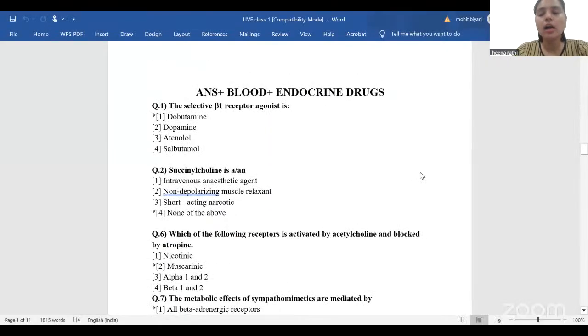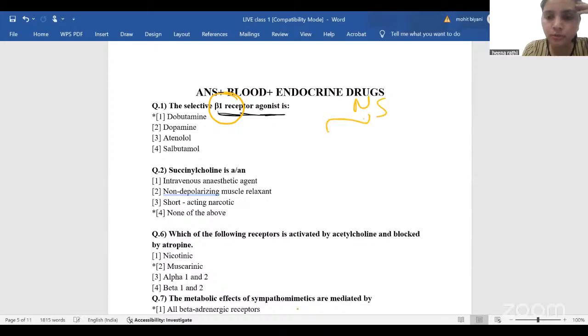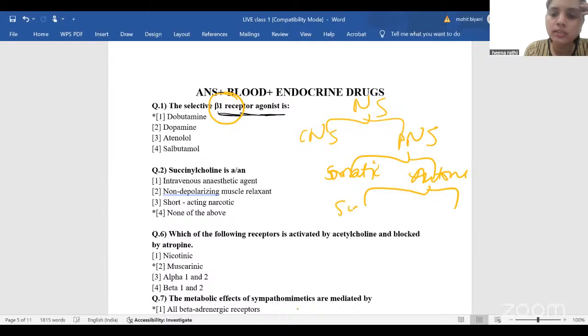So we are going to start with the ANS, blood and endocrine drugs. First question is selective beta 1 receptor agonist. First of all, we have to understand what beta 1 is. Our nervous system is divided into two parts: central nervous system and peripheral nervous system. The peripheral nervous system is divided into somatic nervous system and autonomic nervous system. The autonomic nervous system has two parts: sympathetic nervous system and parasympathetic nervous system.